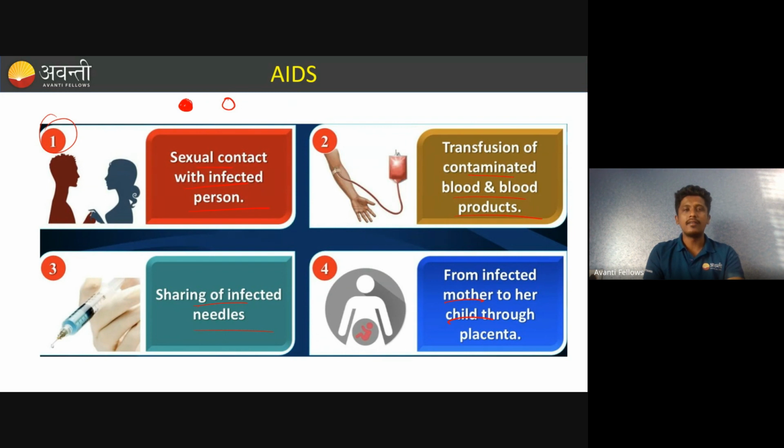If he has a sexual relationship or contact with the normal female, I'll write it as NF, then this female will become HIV positive in the later phase. That was possible only when they had contact with an already infected person. Understood? So that is through sexual contact with an infected person.